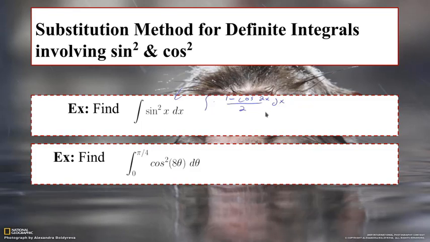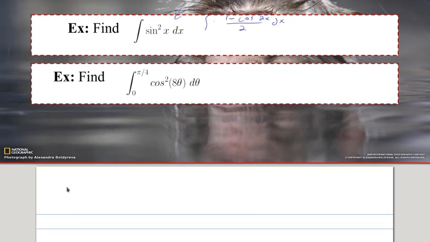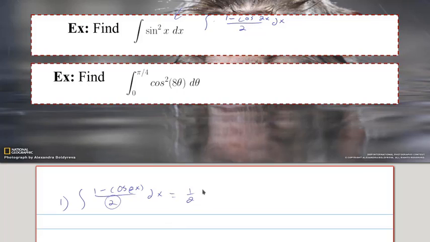All right. So now the way you integrate that, I'm going to come down here and do it. Integral of (1 minus cosine of 2x) over 2 dx. Well, this 2 is just a constant multiple, so first thing I like to do is pull that out. And we're going to integrate 1 minus cosine of 2x dx.